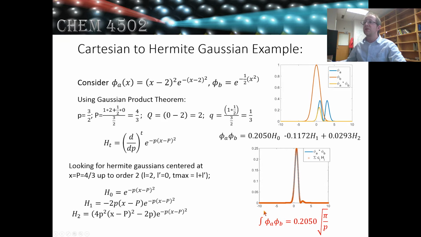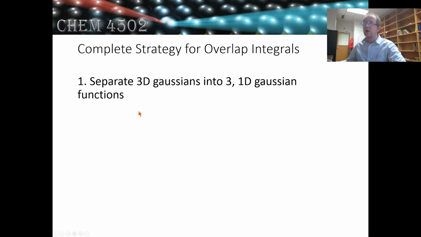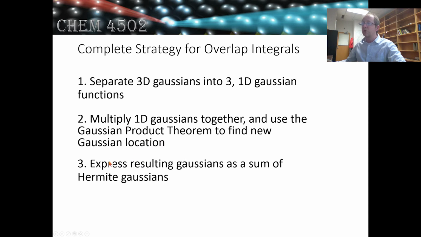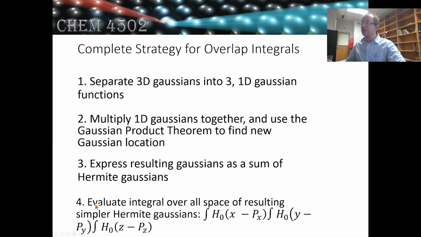We're going to separate three-dimensional Gaussians into three one-dimensional Gaussian functions. We're going to multiply these one-dimensional Cartesian Gaussians together and use the Gaussian product theorem to find the location of our new Gaussian. We're going to express the resulting function as a sum of Hermite Gaussians. And then we're going to evaluate the integral over all space by multiplying the integrals of just the 0th order Hermite Gaussians, which we can evaluate using that simple rule. Okay, that's going to be our strategy.